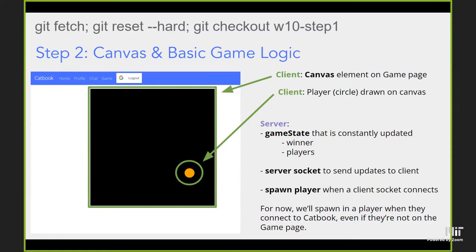And on the server side, what you don't see is we're going to hold a game state. This is a game state object, and the current information we're going to hold is winner and players. And we're going to constantly update that game state as the game goes on, and periodically send updates to the client. We're going to do that through the server socket file. And finally, we're going to define a function to spawn a player when the client socket connects. And this is all going to happen in the server socket file.